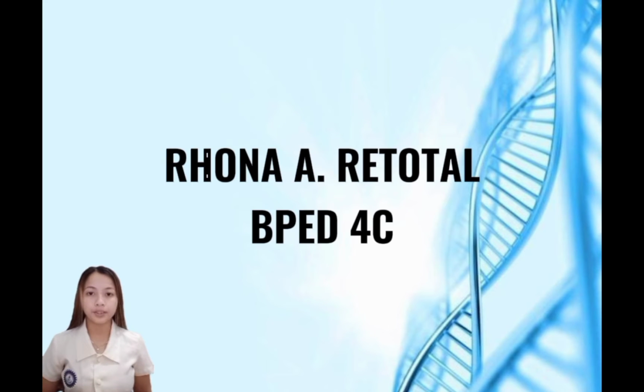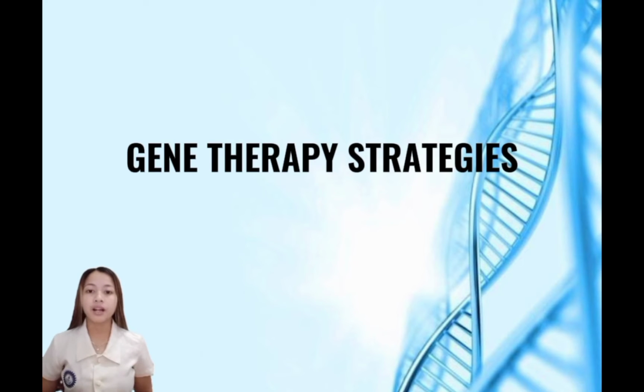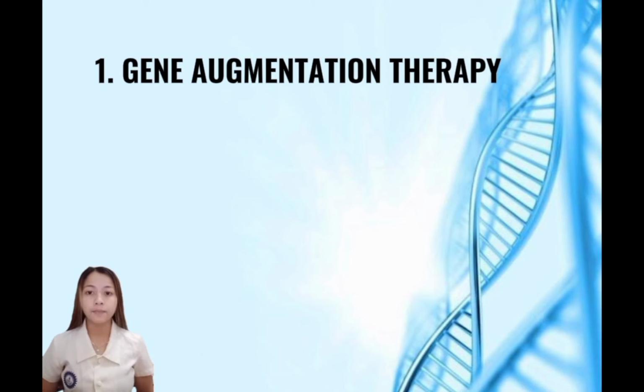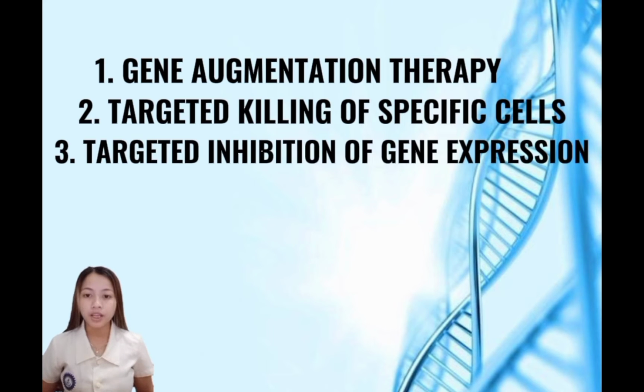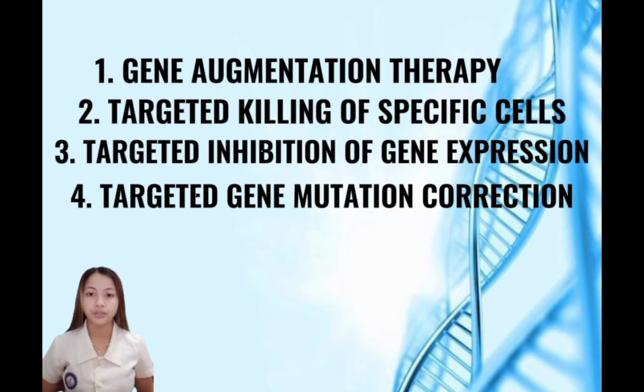I'm going to report the gene therapy strategies. There are four strategies. These are the gene augmentation therapy, second, the targeted killing of specific cells, next, the targeted inhibition of gene expression, and lastly, the targeted gene mutation correction.